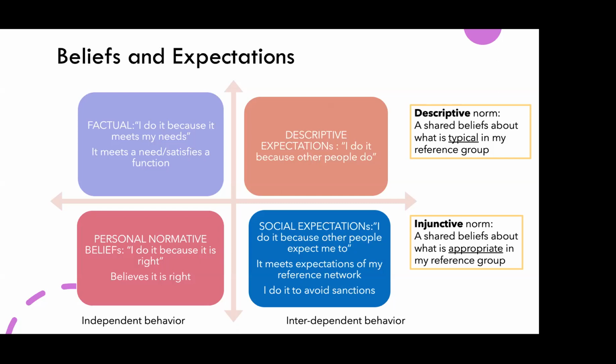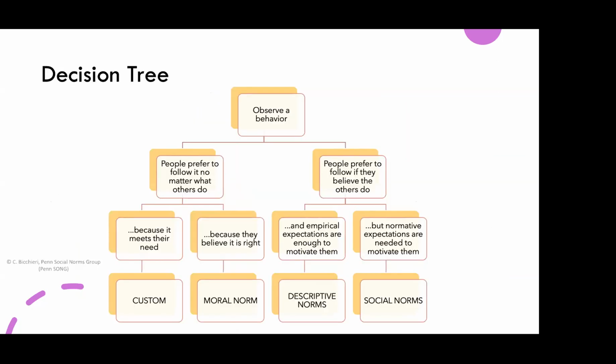Okay, so now there is the decision tree. The example of the mother can basically be reduced to this decision tree. I observe a behavior, okay? When I observe a behavior, I have to ask about the person that I'm investigating: is this person doing A because they prefer to follow it no matter what the others do? So the behavior is unconditional from what other people do, or this behavior is based on following the rules that other people are following.